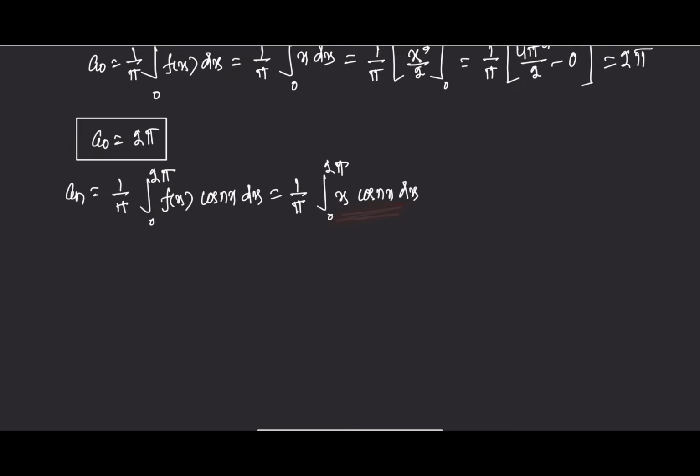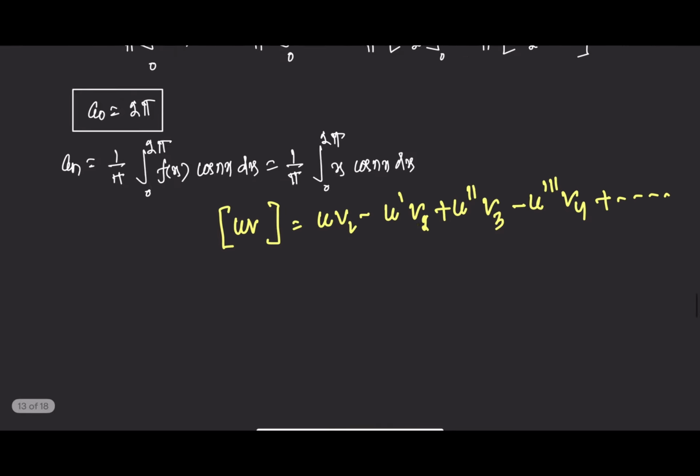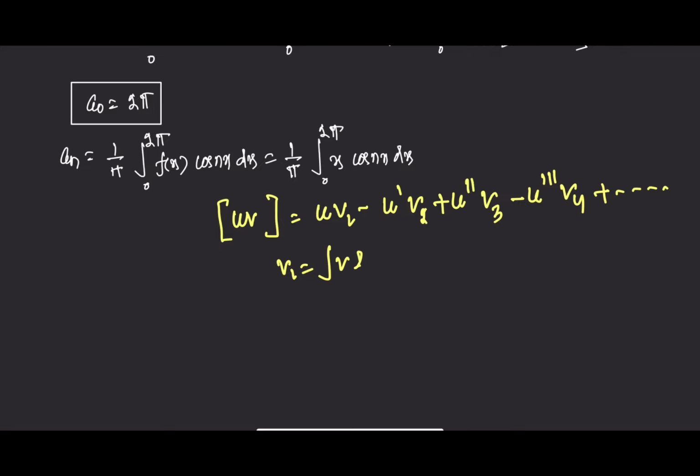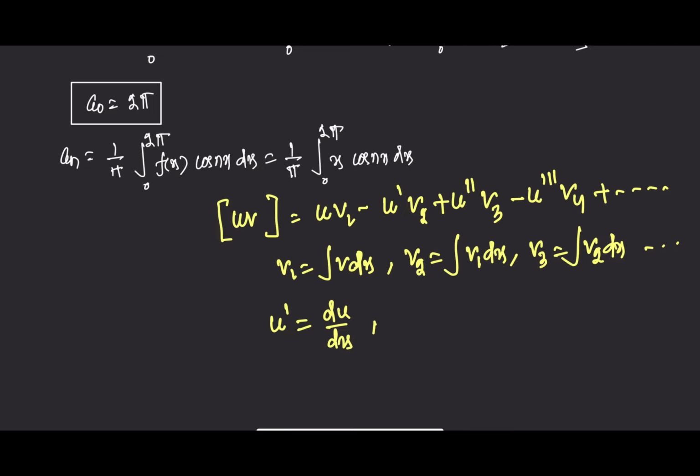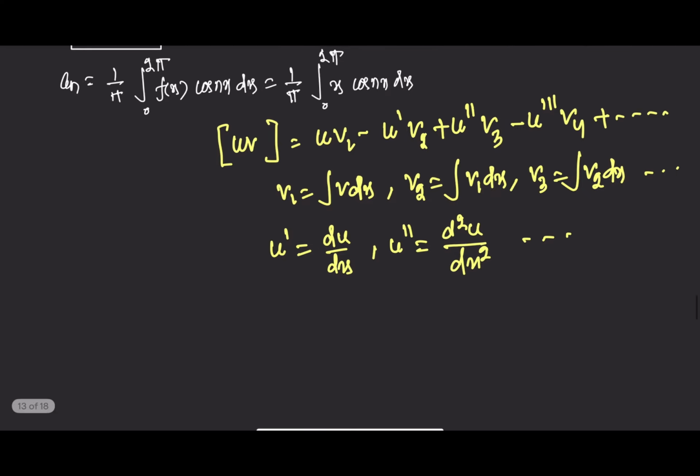for this kind of integration, we use the UV formula for integration. That is, here V1 is integration of V dx, V2 is integration of V1 dx, V3 is integration of V2 dx, and so on. U dash is du by dx, U double dash is d square u by dx square, and so on. Okay. So, for this kind of integration, that is when there is a product of two functions, we use the UV formula. Okay. For this, take x as u and cos nx as v.